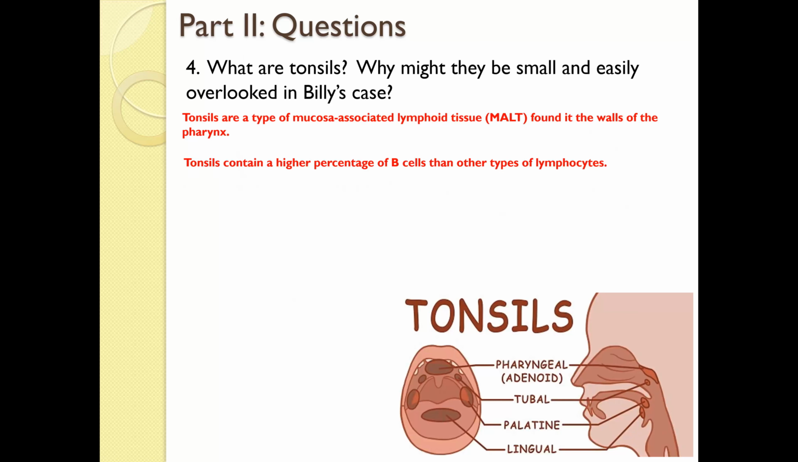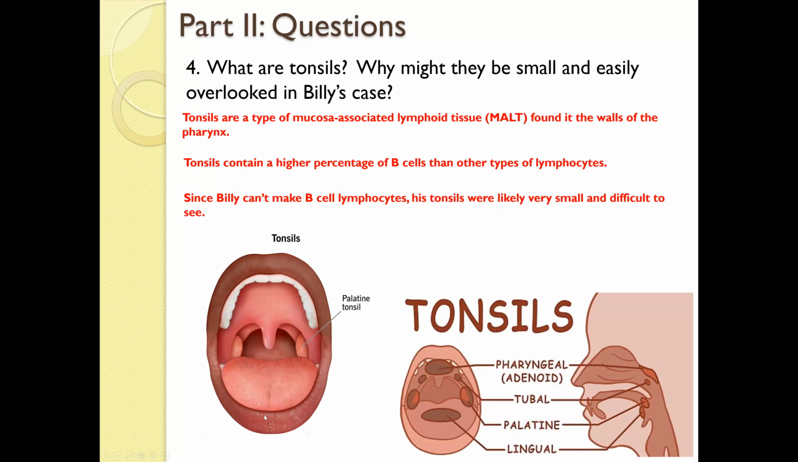Tonsils actually contain a higher percentage of B cells than any other type of lymphocyte. And since Billy can't make B cell lymphocytes because of his mutation, his tonsils were likely very small and difficult to see. So when you look in a person's throat, like they do at the doctor when they tell you to open up your mouth and say, ah, typically you can see a person's 2 palatine tonsils in the back of their throat. But if these palatine tonsils are very, very small, it can actually look like the patient doesn't have any palatine tonsils, or the doctor can erroneously think that they've had a tonsillectomy when in fact their tonsils are just really, really small.